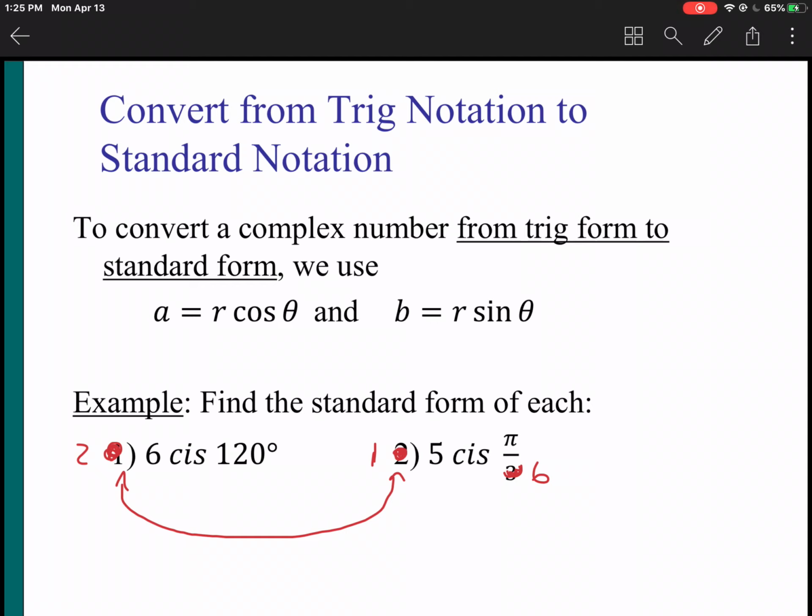So I'm starting with the number that is in trig form. I'm going to start with number 1, 5 cis pi over 6. R is 5, theta is pi over 6, and we want to write that in standard form. I need to find A and B. So it tends to be a little more straightforward. A is R cosine theta, B is R sine theta.